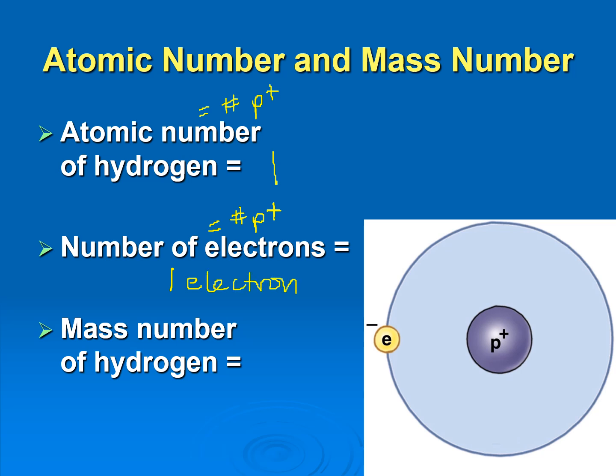Okay, and then our mass number for hydrogen, remember, is equal to the number of protons plus neutrons. We have one proton, and if we look inside our nucleus, there are actually no neutrons. So there are 0 neutrons, and our mass number, how much this hydrogen atom weighs, is 1.